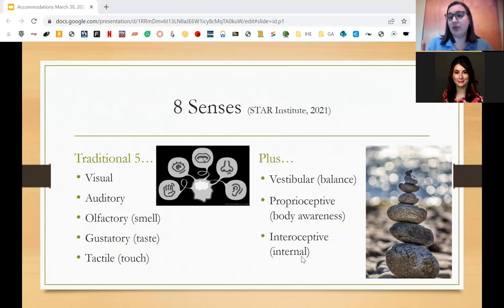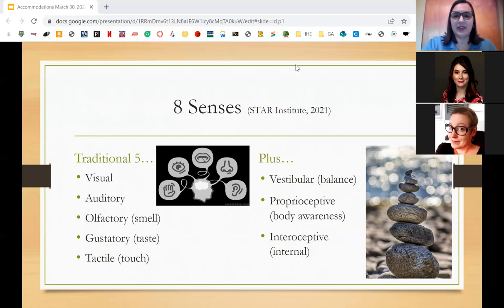So these are really important when we're thinking about some of the supports that we provide for our students. Some students benefit from wearing headphones so that they're able to block out some of the external noise. I've had students wear sunglasses to block out some of the external light, chewing gum to satisfy that need for the gustatory or the tactile piece.